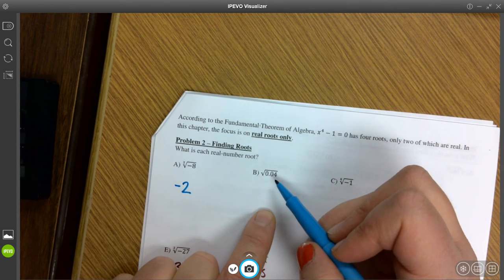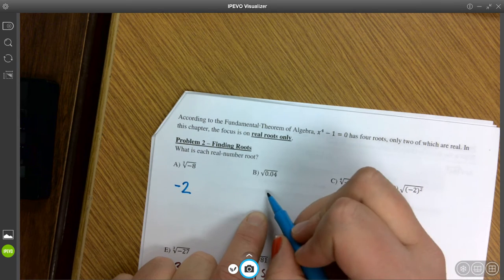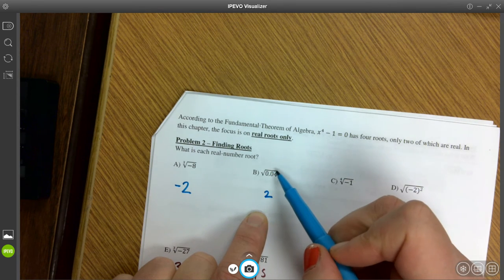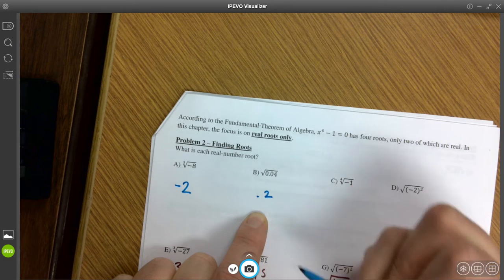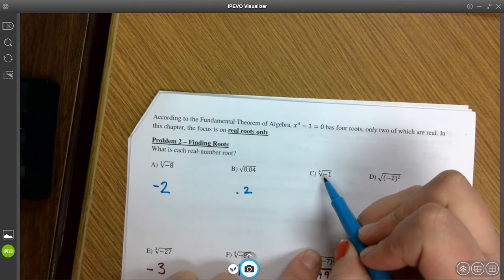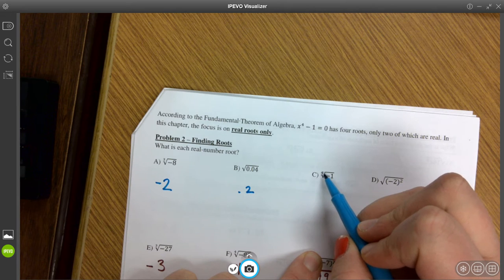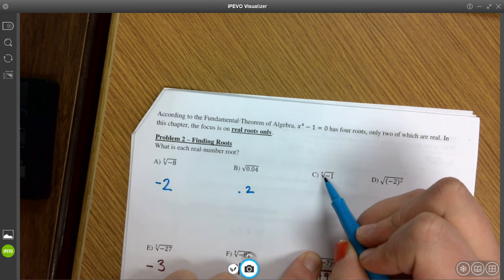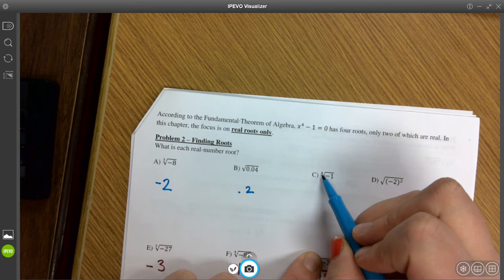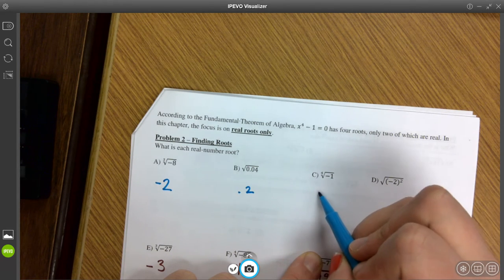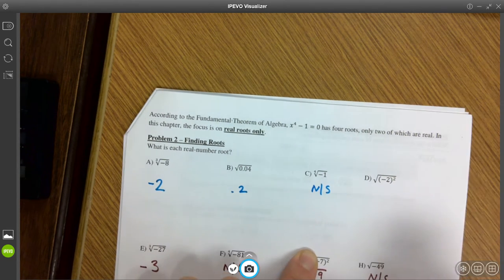Square root of 0.04. Well, the square root of 4 is 2, and again, you can do this in your calculator, it would be 0.2. Here, the fourth root of negative 1. Well, this is even. I can't take an even root of a negative number. So this would be no solution.